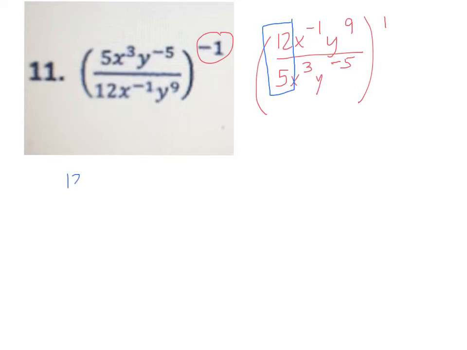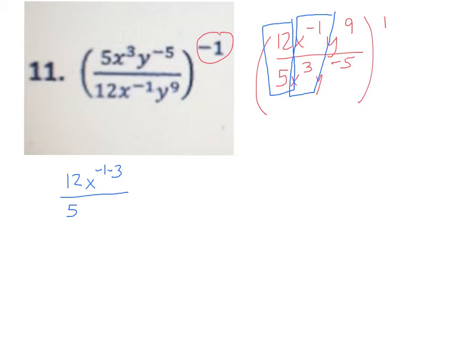So I'm going to leave 12 in my numerator and 5 in my denominator where they are, and I'm not going to touch them. They both have a positive exponent of 1, so you don't need to move them. I'm now going to evaluate my x's. When you're dividing powers with the same base, keep your base, subtract your exponents. So it's going to be -1 minus 3.